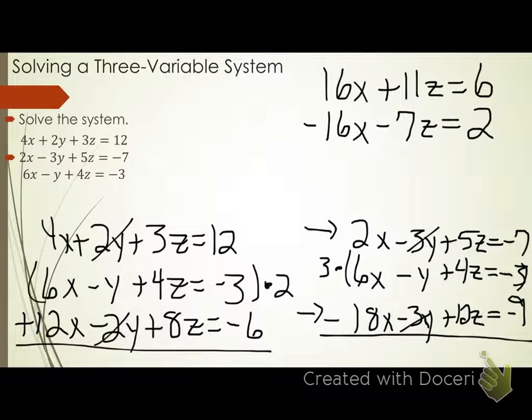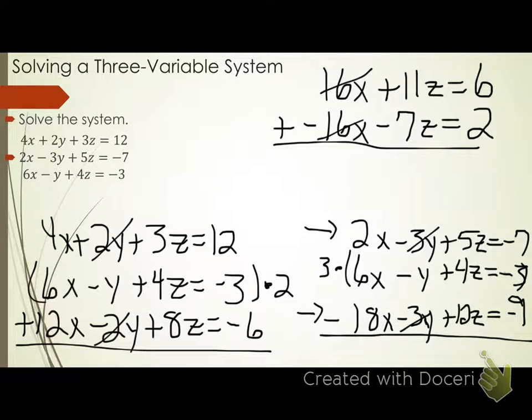Elimination. What am I eliminating here? X. They already have the same number, correct? Do they have same signs or opposite signs? Opposite signs, so do I add or subtract? You add them, because 16x plus negative 16x would cancel them out.